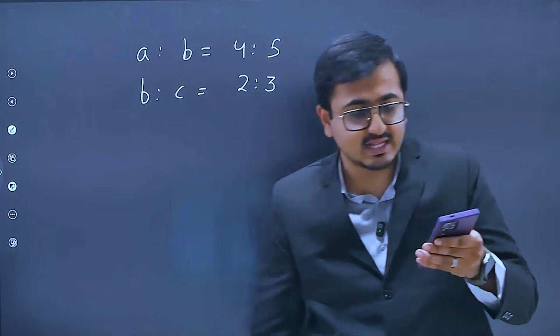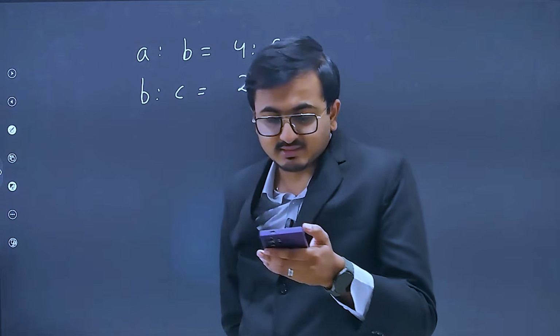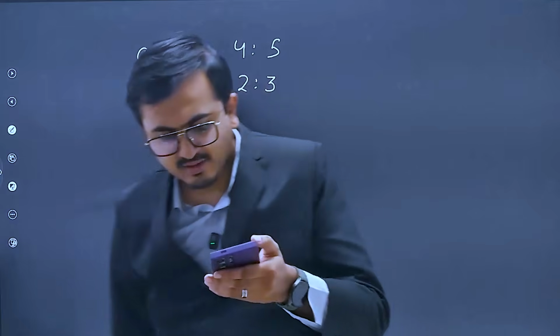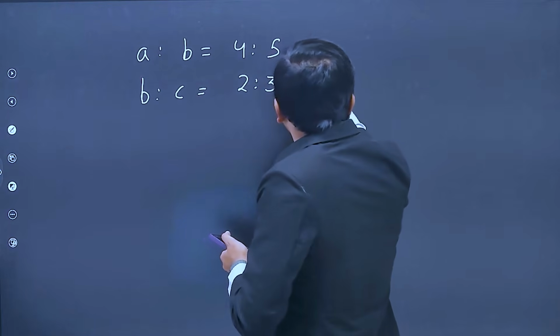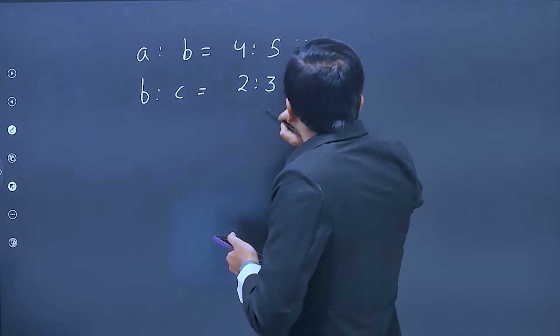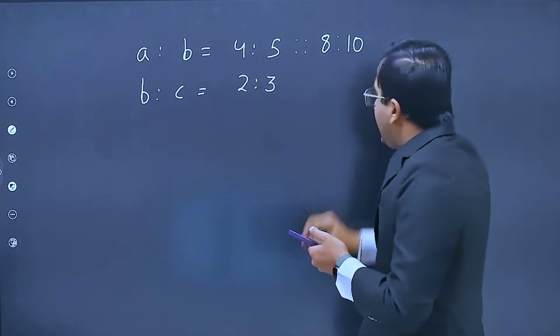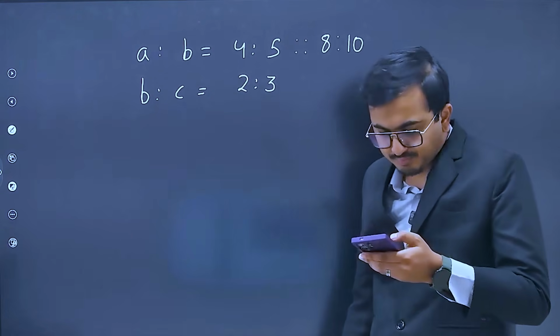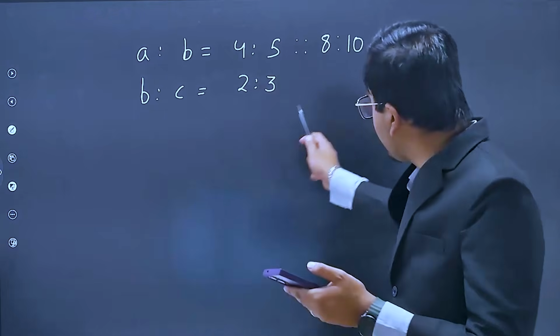What is the LCM of 5 and 2? LCM 10. Perfect. So what I will do, I will multiply this ratio into a proportion. This is proportional to 8:10. Can I write 4:5 and 8:10, yes or no?